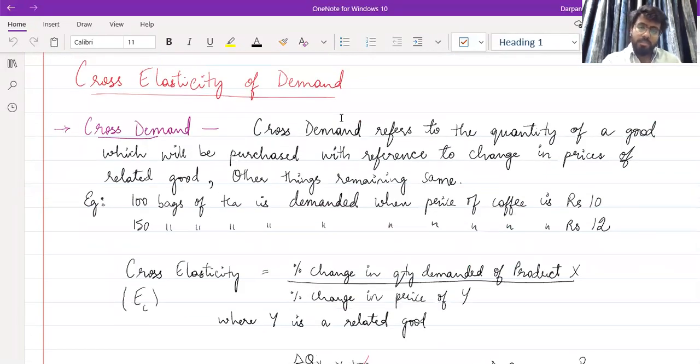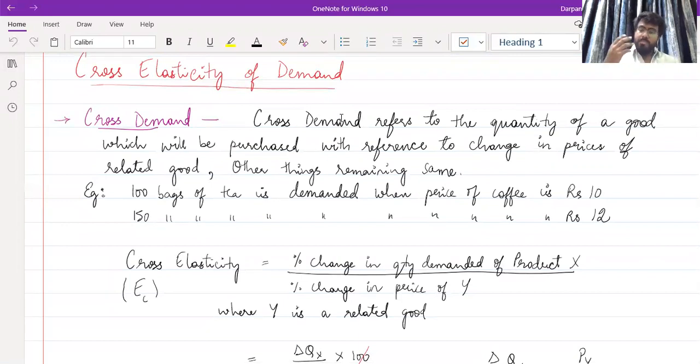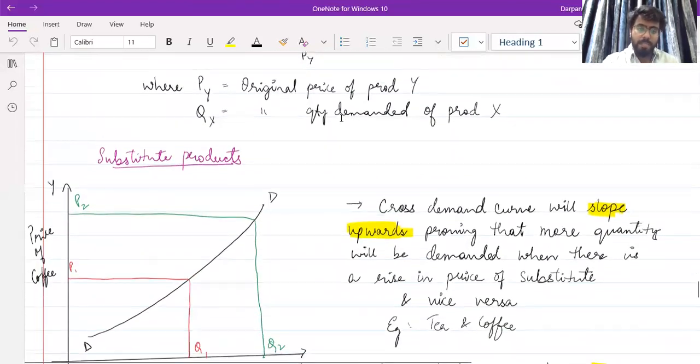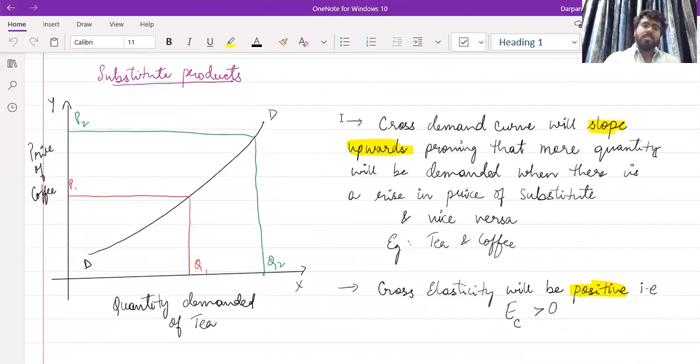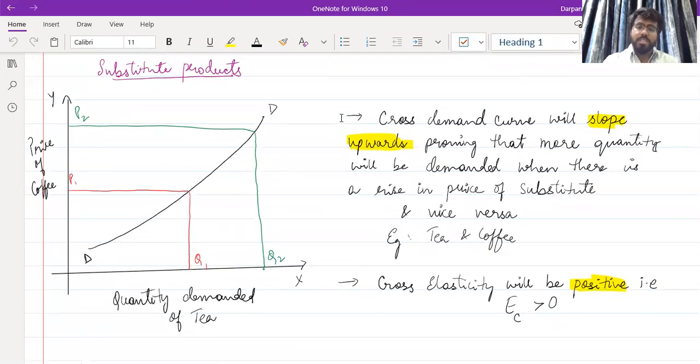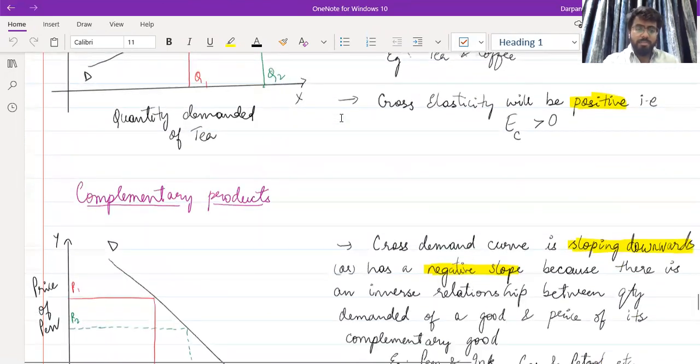Then cross elasticity of demand. What was cross? Cross is if I'm changing the price of another good, of a substitute or a complementary, how is this good reacting? How is this good's quantity demanded reacting? That is nothing but cross elasticity. In case of substitute products, the cross elasticity will be what? Sorry, the demand curve will be upward sloping. Why? Because as the price of the substitute increases, quantity demanded also increases. So the cross elasticity will be positive, right? Numerator is increasing, denominator is also increasing. So it will be positive.